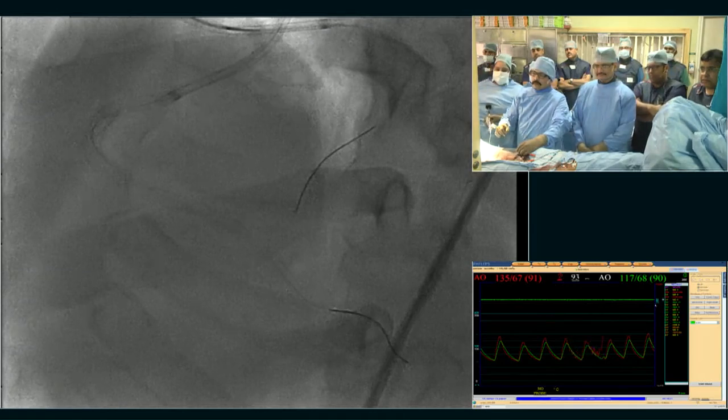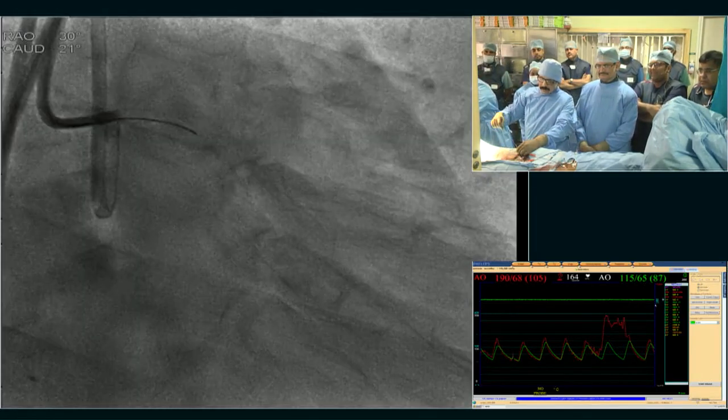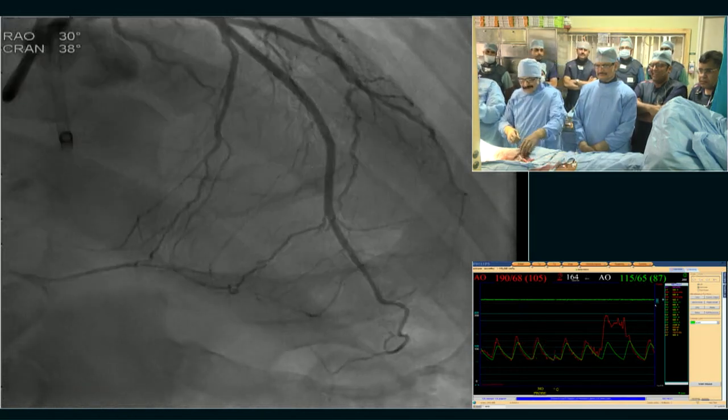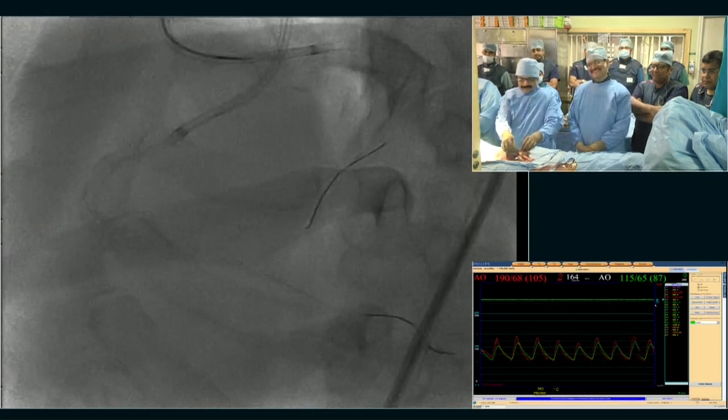I think you have a very huge cath lab because you have all these people behind you. It's incredible. Thank you so much for being with us.